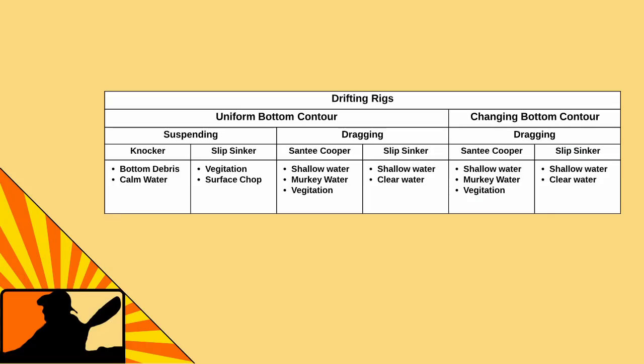So I put together a basic starter chart of my rules of thumb. This is not meant to be exhaustive or complete, covering every possible scenario, but it's my starting point for: am I going to suspend? Am I going to drag? Which rig am I going to use? So I have this chart. I put it together. You can take a look at it. Feel free to use it. Feel free not to use it.